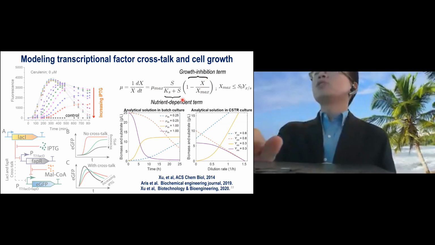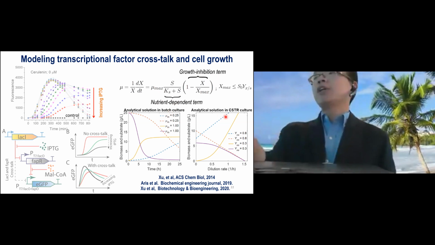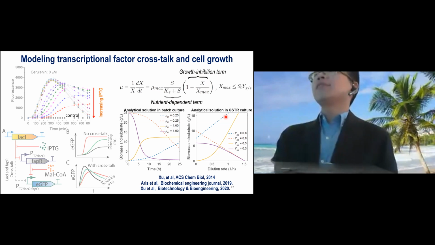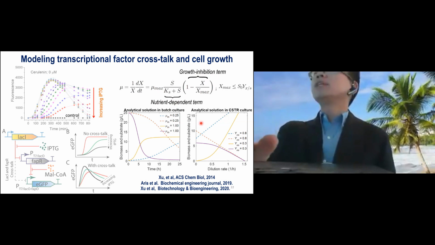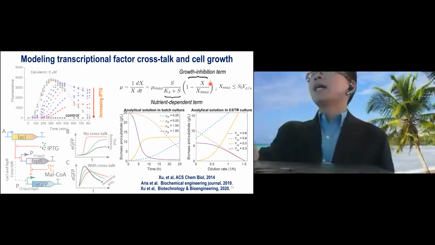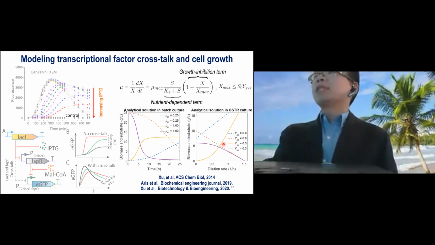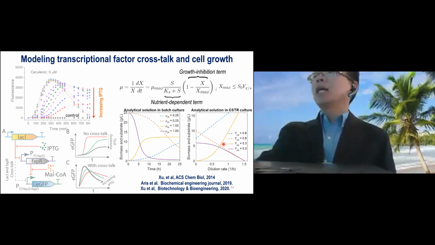Actually, we can analytically solve the solution in both the batch culture and the CSTR culture. So this equation represents both the limitation, the physiological transition from the nutrient limiting condition to the growth inhibition condition, depending on the biomass yield. It was published in BNB just at the beginning of this year.